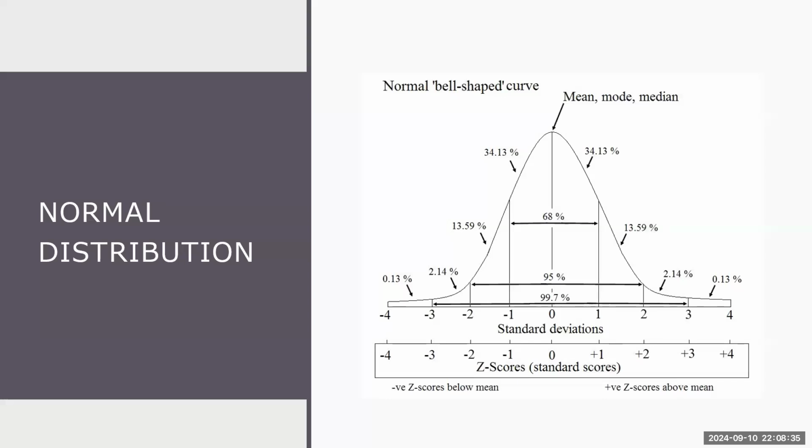Now, with Z-scores, they're actually aligned with standard deviation. So a standard deviation of -1 is a Z-score of -1. A standard deviation of -2 is a Z-score of -2, and so on. And so these are aligned. Standard deviations represent the average dispersion from the mean, and Z-scores are the number of standard deviations the raw score is from the sample mean. So let's take a look at some definitions here.